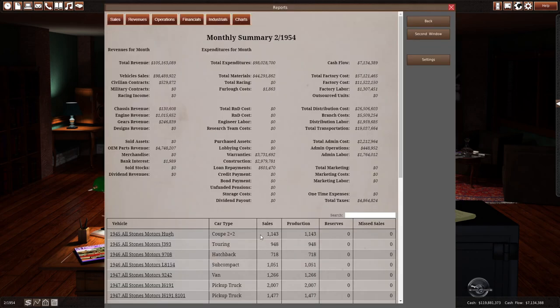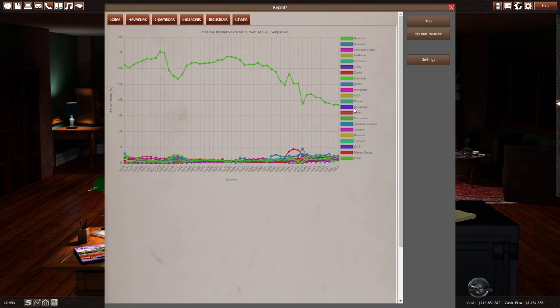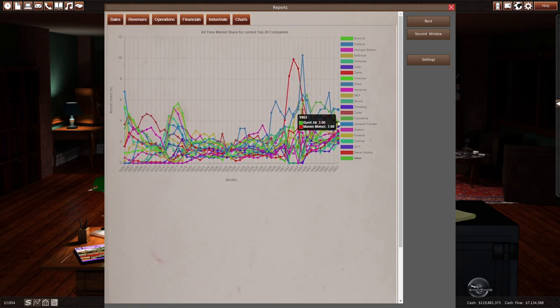Let's go to our all-time market share. So if you go to other here. So we're actually tied for second. We're actually doing pretty good. We're actually first for the 40s and stuff. But that's, you know, okay, I guess. Things are doing great. We're doing okay, I want to say. Nothing's bad. You know, we're doing fine.